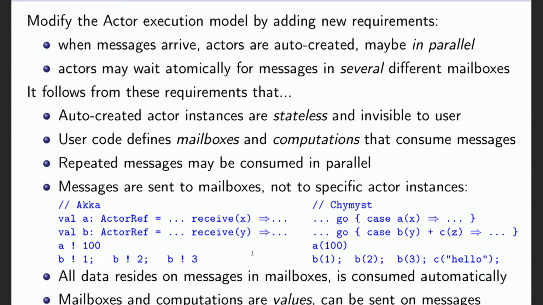And actors may wait atomically for messages in several different mailboxes, consume several messages at once, start, and then disappear. So from these requirements, I can logically derive that, for instance, instances of actors must be stateless, and all you do is you define mailboxes and computations.